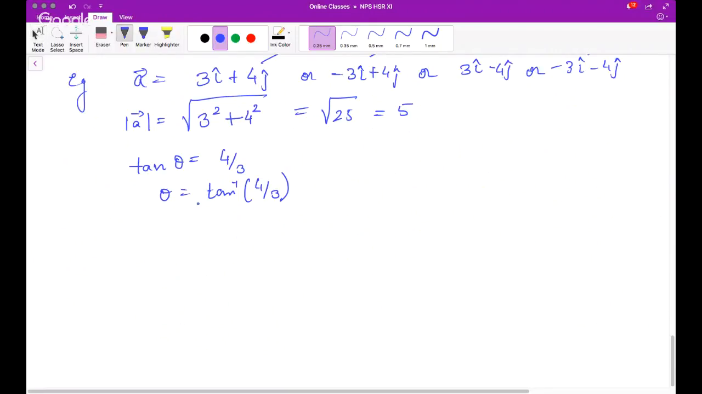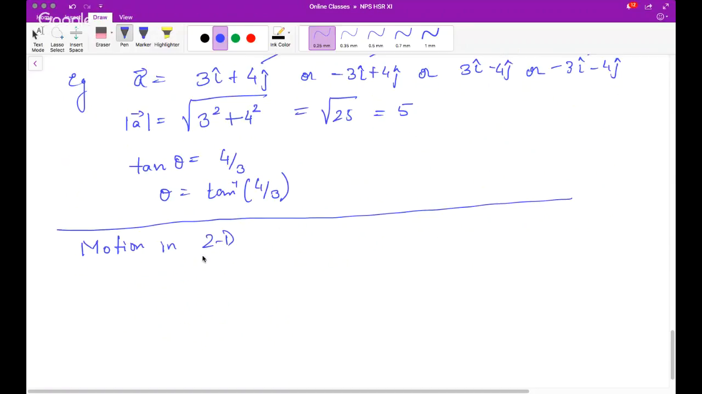I'm skipping all the other parts of vector algebra, like multiplication of vectors, dot product, cross product, and how to find angles between them. We might take this up in a different class, but today let's focus on the subject matter, and that is motion in 2D. So the prerequisites are done. Motion in 2D: what does it mean, and how is it different from motion in 1D?